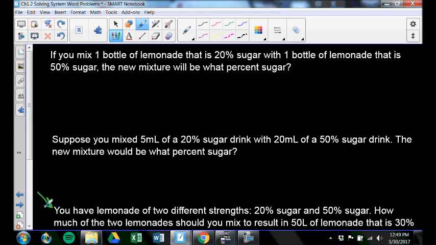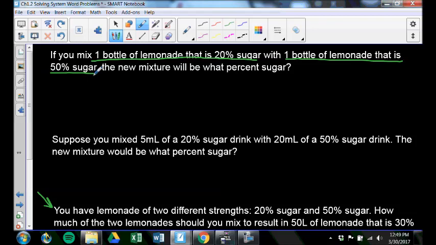But I think oftentimes students don't understand percentages and ratios as opposed to amounts. So here's what I mean. Suppose that you took a bottle of lemonade that was 20% sugar. And then you mixed it with one bottle, the same size bottle of lemonade, that is 50% sugar. The new mixture will be what percent of sugar? Please pause the video and think about that question, or at least think about it as I talk about it.